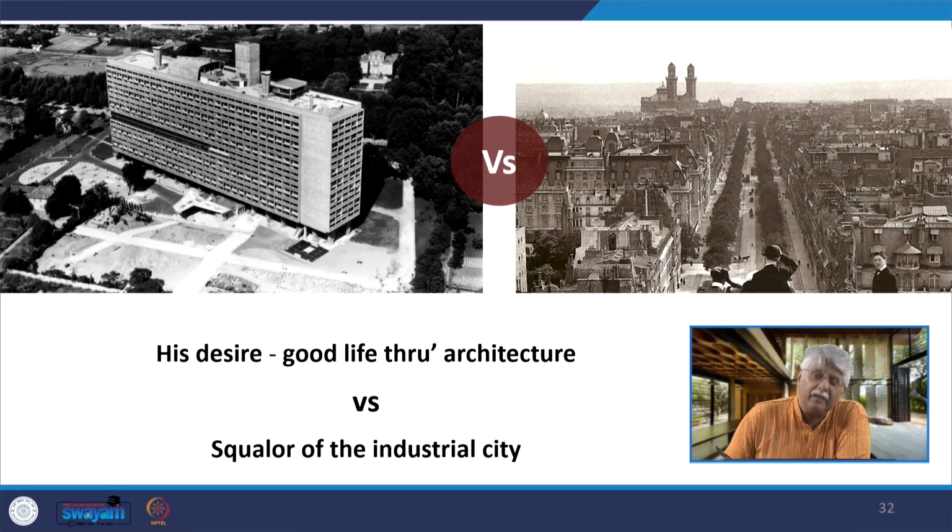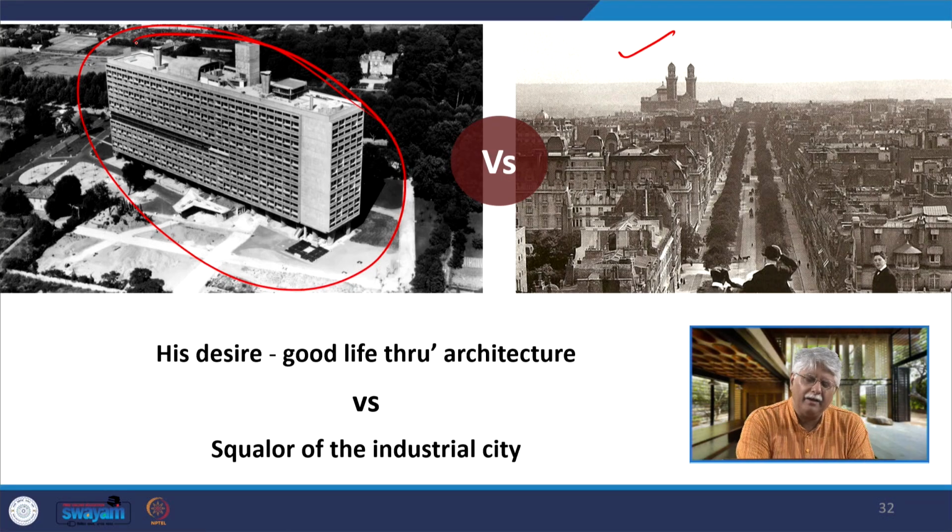His desire in Unité d'Habitation was the good life through architecture, versus the squalor that was presented by the industrial city. So this one block, neat and tidy, having all these different types of housing and all these people living in it, working in it, staying in it, would be free from the squalor of the city.